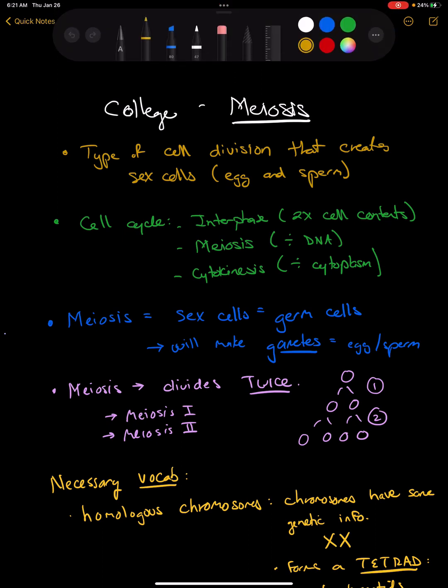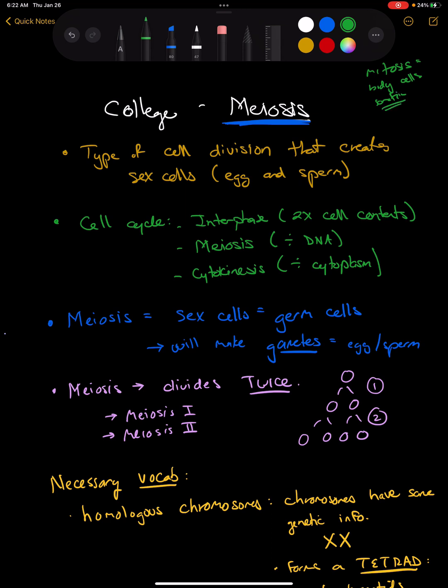All right, guys, today we're going to talk about meiosis, which is this word right here. Now, meiosis sounds a lot like the word, remember, mitosis. And mitosis was a type of cell division where I make new body cells. Remember, body cells are also known as somatic cells.